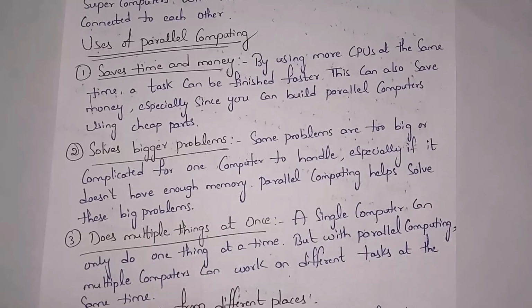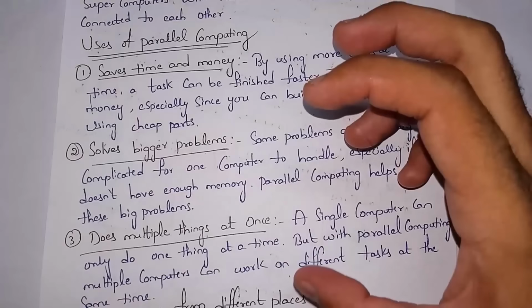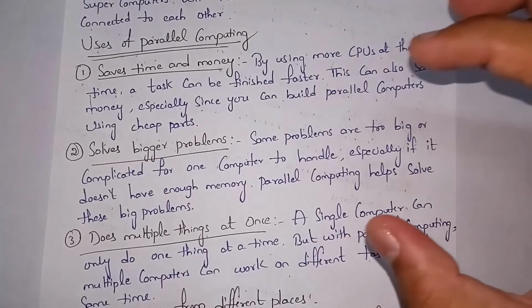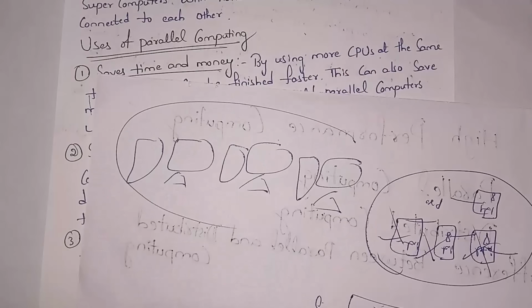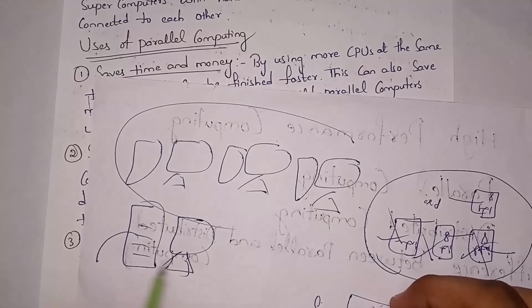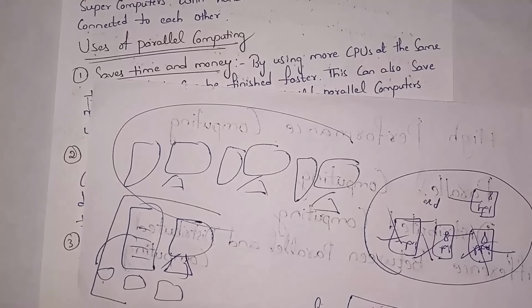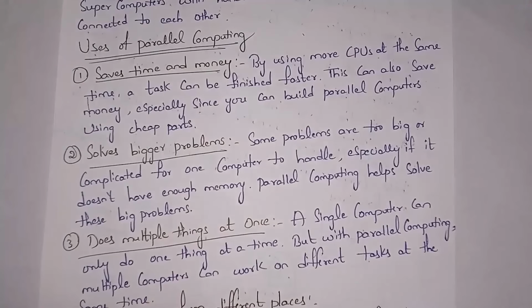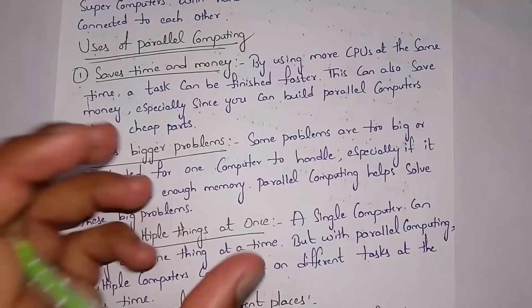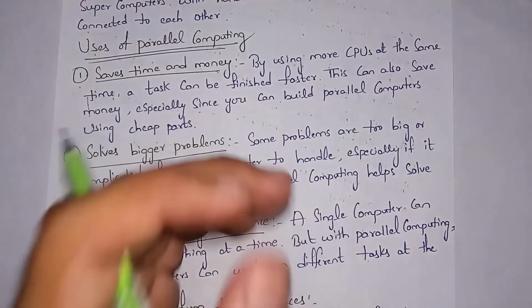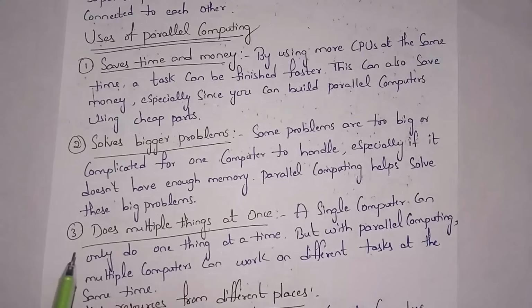Guys, if you use parallel computing, it will save time and money, because if you use multiple processors at a time, then your work will complete faster, and instead of purchasing multiple computers, you can purchase only a single computer with multiple processors. So multiple processors are the same as multiple computers, which will complete work faster. So it will save time and money. And the next one is solving bigger problems. If there is any large problem, this large problem is shared among multiple processors in order to solve that large problem. And the third advantage is that it does multiple things at once.